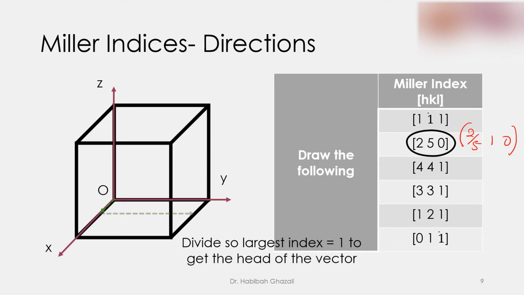So it is 2/5 in the direction of X, and 1 in the direction of Y, and there's no Z direction. This head will be on the plane of X and Y. Then what I need to do next is just to connect the head and the tail together. So that is the direction denoted by this Miller index of 250. So that's how you draw when you are given the index instead.